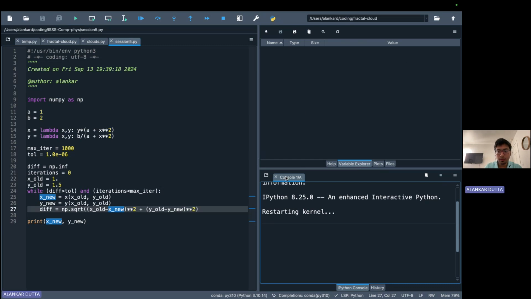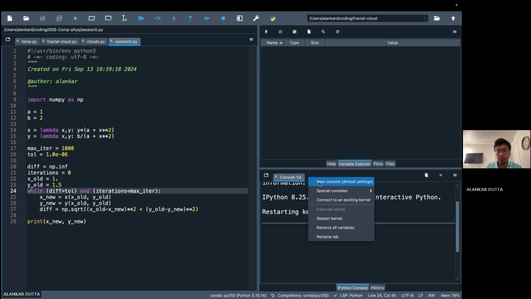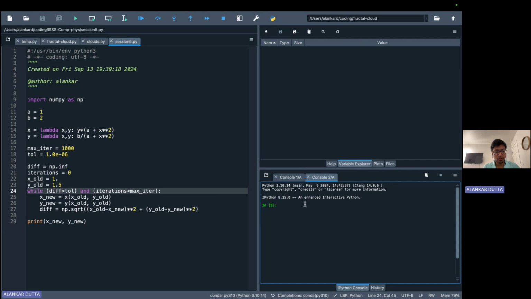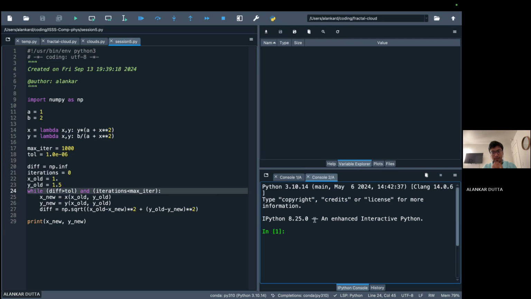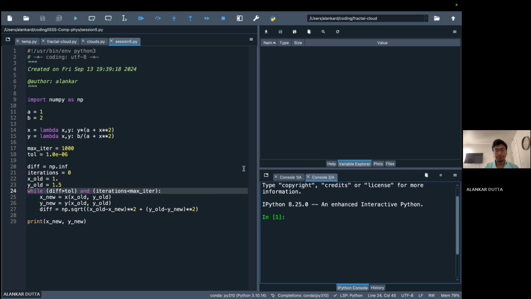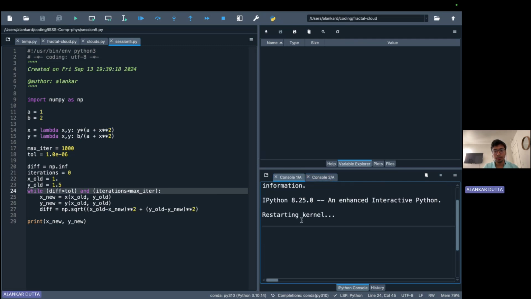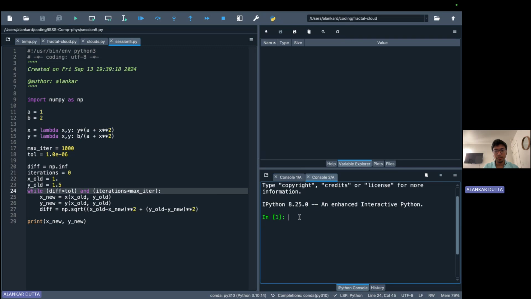Yeah, what's happening in here? Let's have a new console command plus plus. Okay. Yeah, something happened with this one. So let's try to run this in a different kernel. Okay.